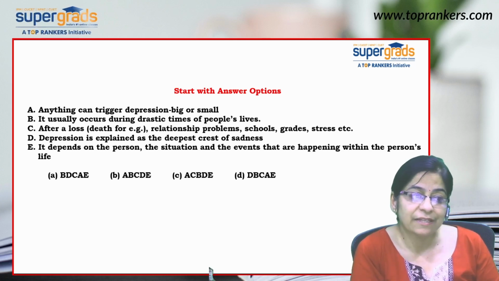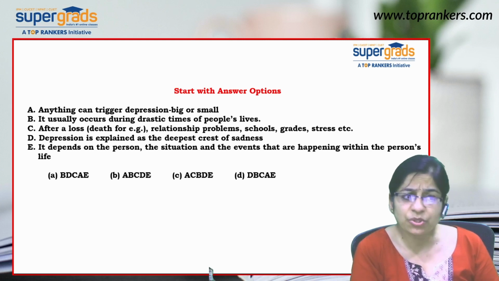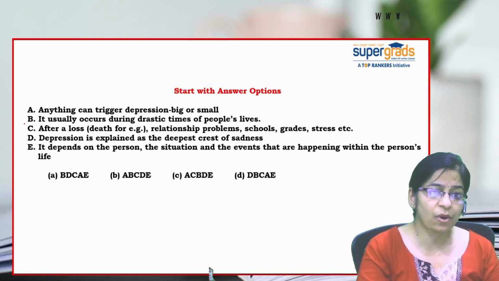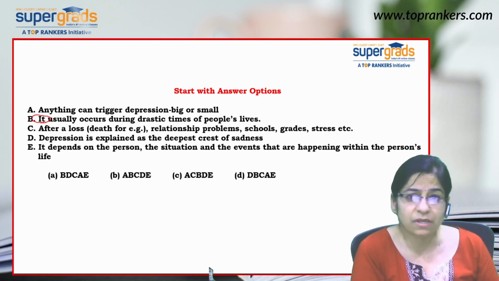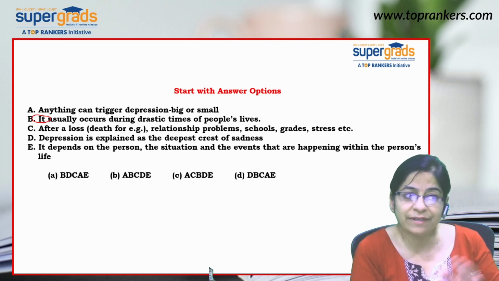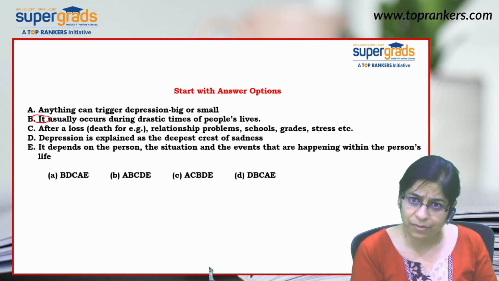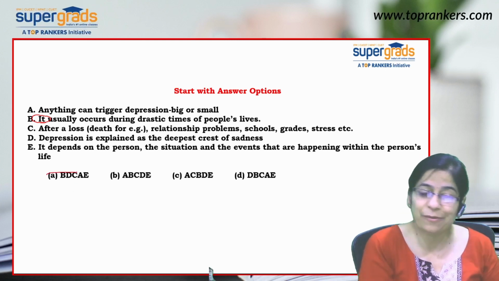Now let's see. The first one says B as a possible passage start. It usually occurs during the drastic times of people's life. Now, we just discussed that we should not start a paragraph with a pronoun. How relevant is this "it" here? What does this "it" signify? We don't know. Not a possible passage start. Safely eliminate. See how easy that was?